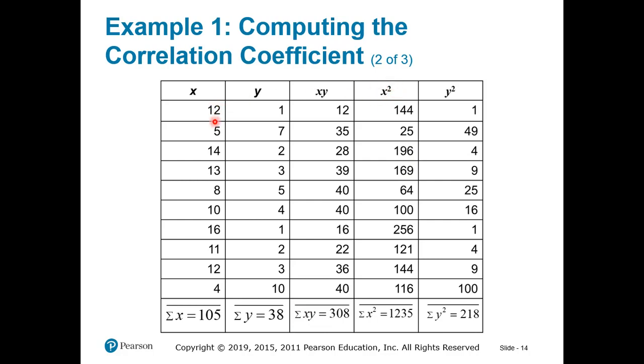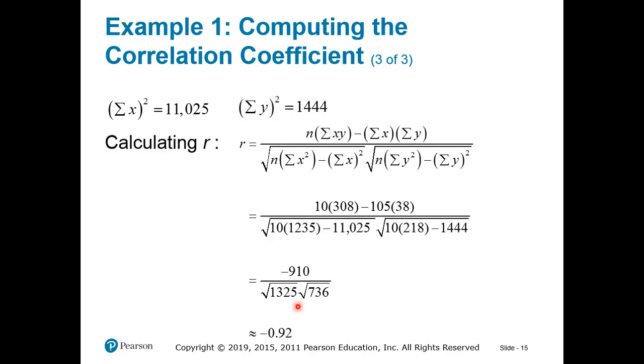Then we square the X's, so we take all of the values in this column and square them. So 12 squared is 144, 5 squared is 25, 14 squared is 196, then 169, and so on and so forth. Then we sum up all those numbers and we get this value, and we do the same thing for Y squared. The only other thing we need to do is take the sum of X and square it. Once we have that, we have all of the values we need, right here.